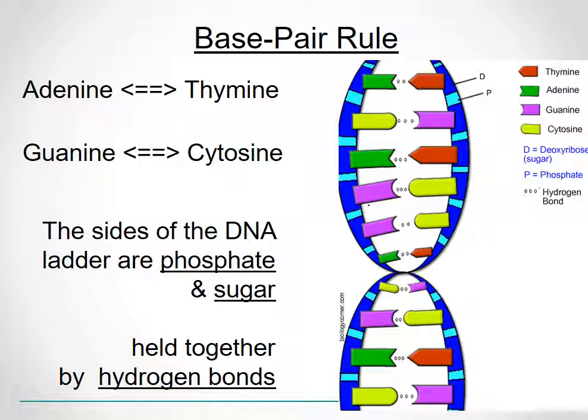So the base pairing rule: adenine always, always, always binds with thymine. Guanine always binds with cytosine. Again, the sides of the DNA are the phosphate group and your sugar, and they're held together by hydrogen bonds. Do you remember if hydrogen bonds are really weak or really strong?